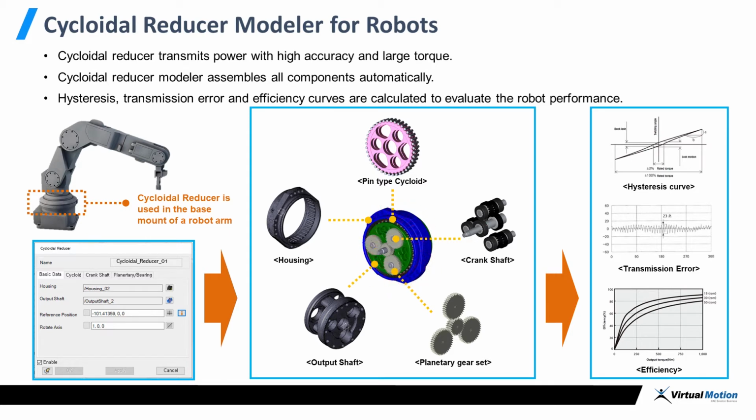This cycloidal reducer can be created by using the dialog box shown here, and this modeler automatically creates and assembles all the components. After we do transient dynamic analysis using Daful, hysteresis, transmission error, and efficiency curves are calculated from Daful, and they can be directly used to evaluate robot performance.